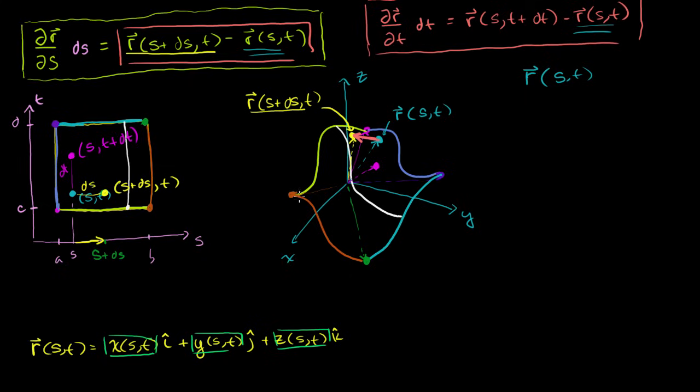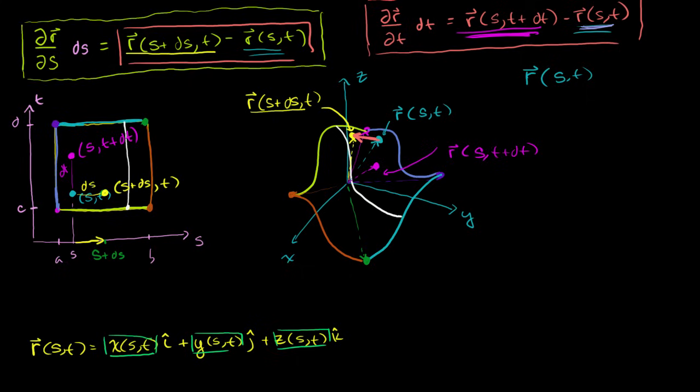Now, by the same argument that we did on the s side, this point, or the vector that points to that, that is r of s, t plus dt. That is the exact same thing as that right there. And of course, this we already saw. This is the same thing as that over there. So what is that vector minus this blue vector? The magenta vector minus the blue vector.